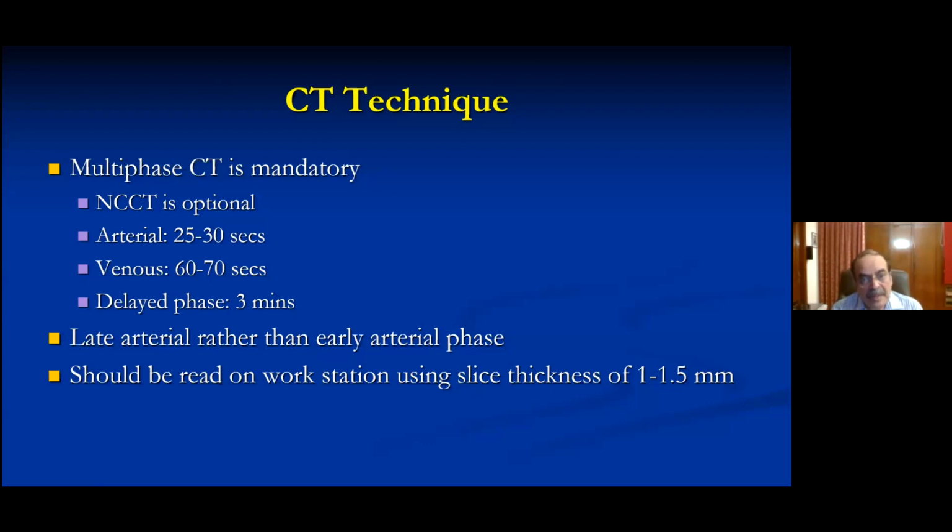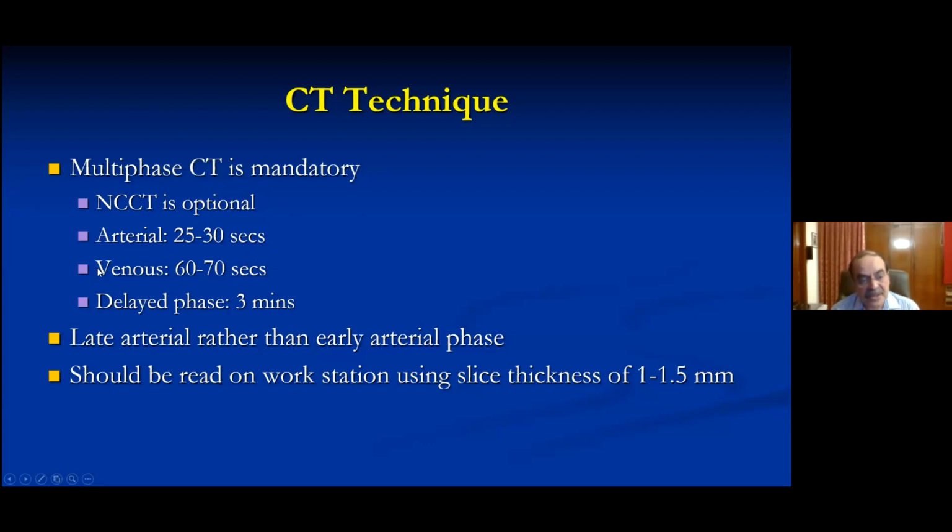Just a quick word about the CT technique. As I said, if you're doing a dedicated CT for evaluating a liver lesion, it must be a multi-phase CT. It's better to use the term multi-phase rather than triple phase because the phases differ from one institution to another. A non-contrast CT is really optional. We don't use it, at least in our institution. We don't find it useful. We acquire images in the arterial phase, which starts at about 25 to 30 seconds from the beginning of the contrast. Remember, all these timings are taken from the beginning of the contrast injection, which is injected using a pressure injector.